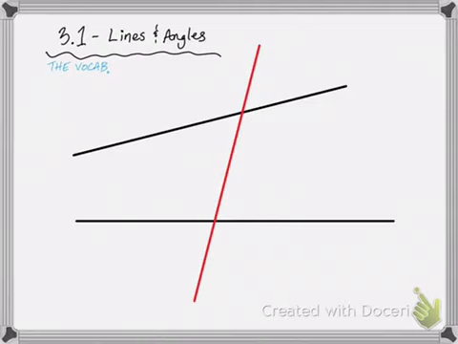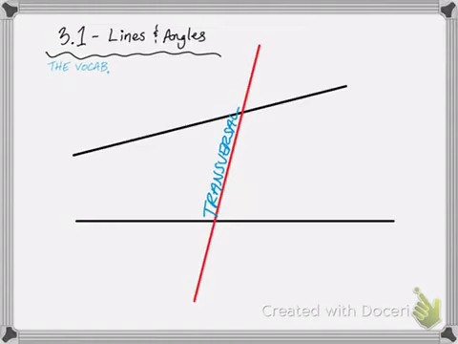So what we have here is one line that's going to be referred to as the transversal. This transversal is going to be intersecting two other lines. We're just going to call those lines. So the transversal is going to cut through two other lines. We're going to talk about vocab first, and then we're going to start talking about some special angles that are formed by all of this.